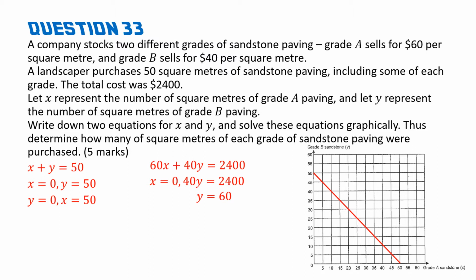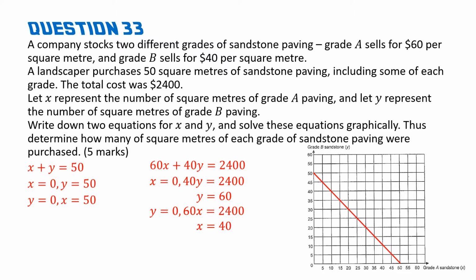Now we're going to do the same thing for Y. We'll set Y to 0. So when Y is 0, our equation becomes 60X equals 2,400. Well, what's 1X going to be? We divide both sides by 60 and X is going to be 40. So now we have 2 points for our second line, (40, 0) and (0, 60).